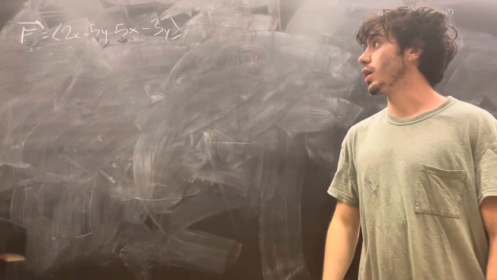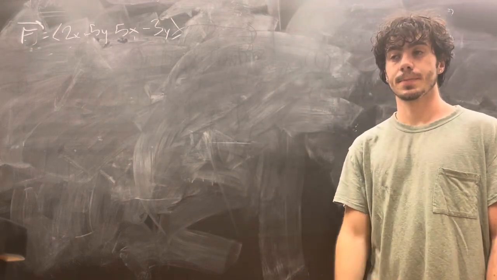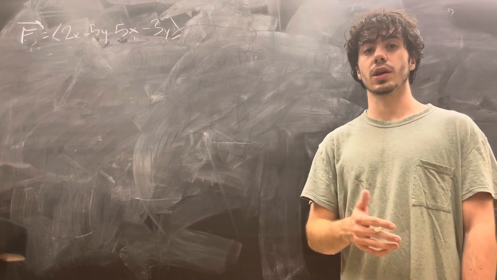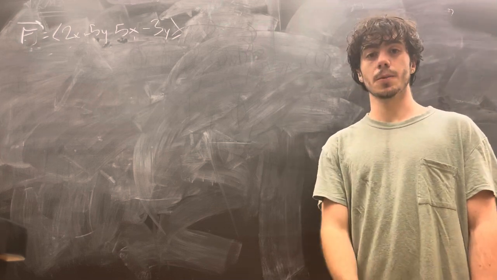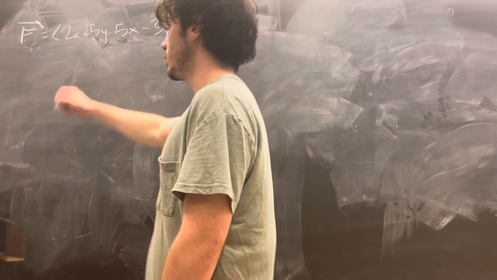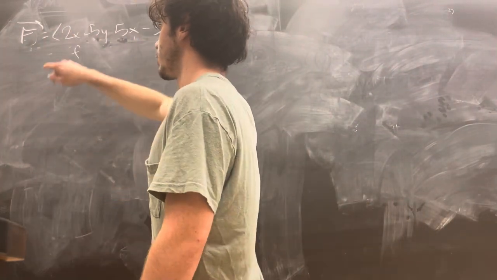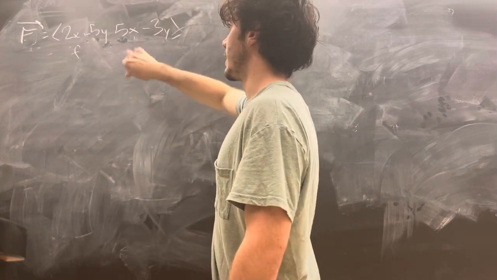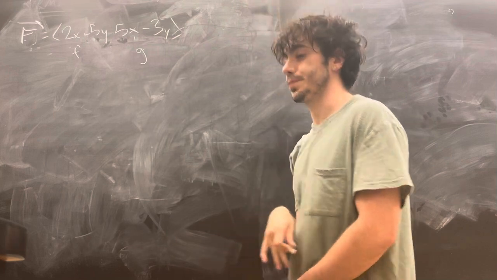In this video, we're going to be covering conservative vector fields, how to determine whether or not a vector field is conservative, and if it is conservative, how to find the potential function for that vector field. Now, we're going to look at the vector field where our first component, which we'll call little f, is equal to 2x plus 5y, and our second component, which we'll call little g, is 5x minus 3y.